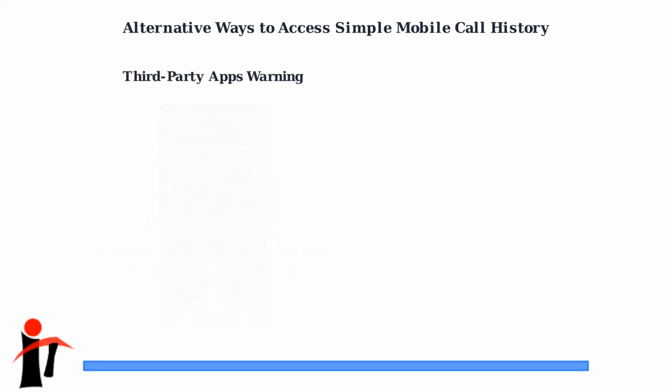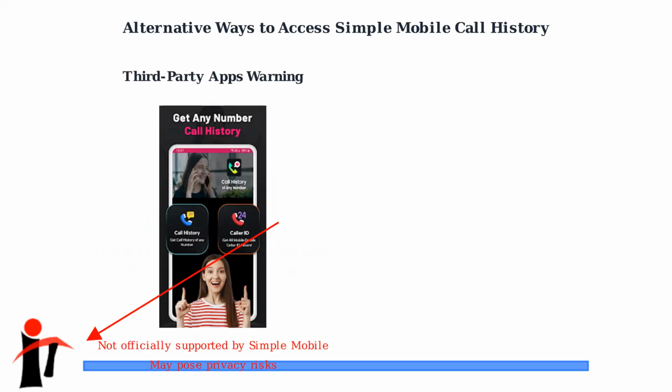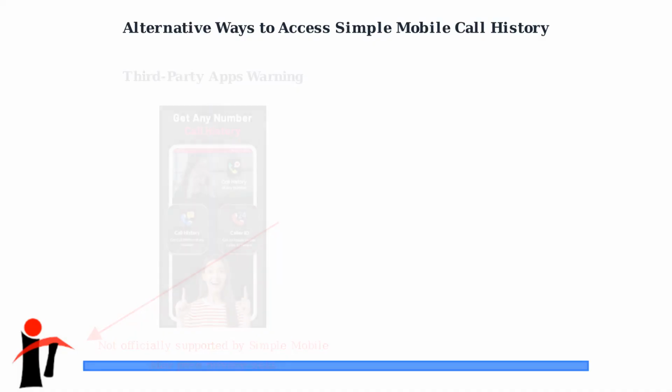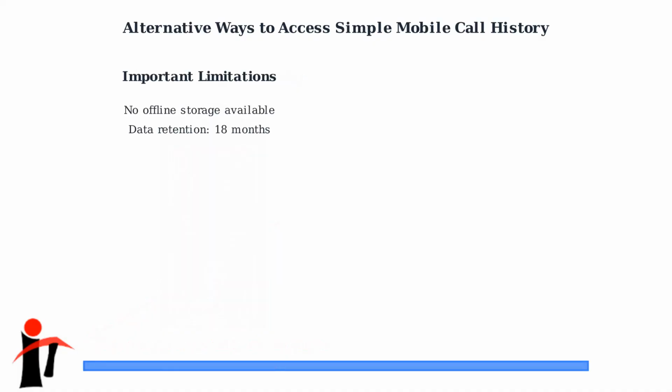Be aware that third-party apps claiming to provide call history details are not officially supported by Simple Mobile and may pose privacy risks. As of 2025, Simple Mobile does not offer offline storage of call history, and data retention aligns closely with the industry average of 18 months.